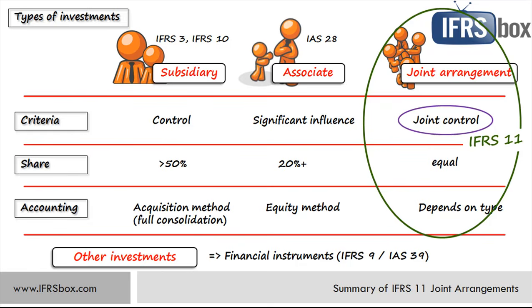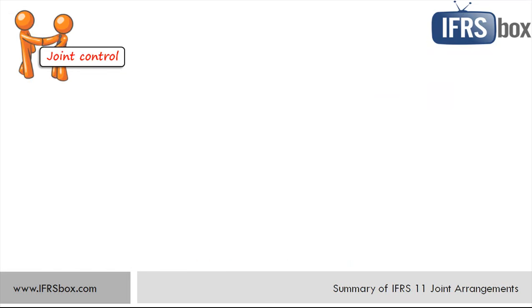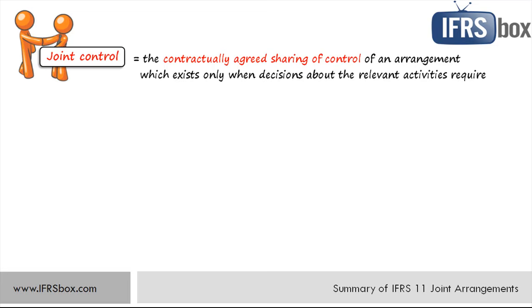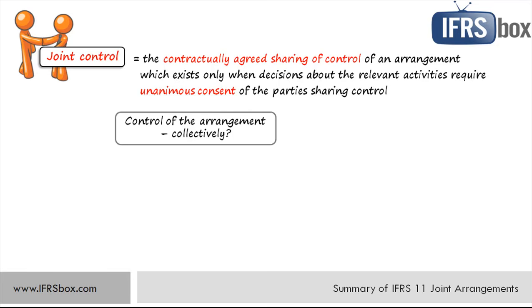Joint control is. But what precisely is joint control? Well, joint control is the contractually agreed sharing of control of an arrangement, which exists only when decisions about the relevant activities require the unanimous consent of the parties sharing control. Well, the first thing you need to assess when deciding whether there is a joint control is collective control of the arrangement. It means that no single party has control, but all or a group of parties are able to control the arrangement collectively.